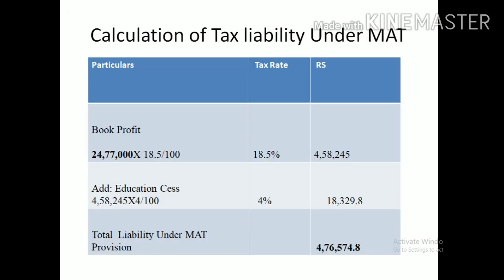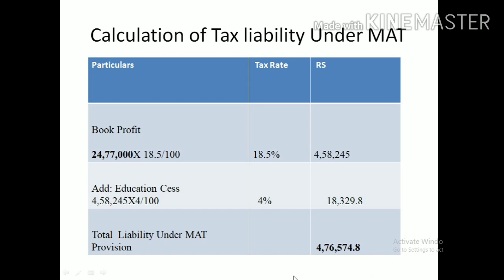Then we deduct this amount and you will get 24,77,000. On the basis of this, calculate tax under MAT provision. First calculate 18% on 24,77,000, you will get 4,58,245. Then add cess on that, you will get 18,329.8. Then the total tax liability under MAT provision will be 4,76,574.8. This is the tax liability under MAT provision.